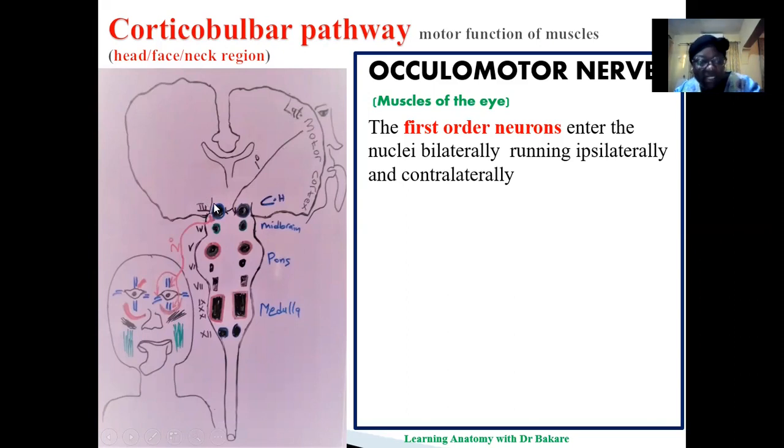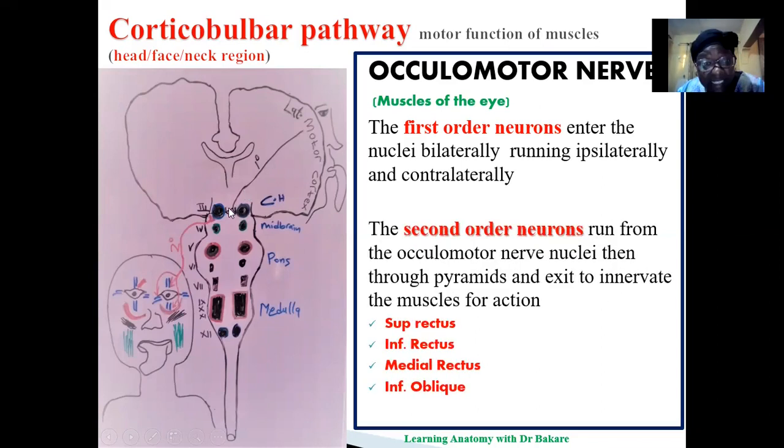As they come from the other side, they run a bilateral pattern, giving an ipsilateral connection and also a contralateral branch to the nuclei on the other side. And this is the first order neuron. This neuron will synapse in the oculomotor nuclei. When they synapse, the second order neuron takes it up from there and runs downwards around the eye region to supply the extraocular muscles. It is not the entire extraocular muscle group. They supply the superior rectus, the inferior rectus, the medial rectus, and also the inferior oblique. Those are the four muscles that they supply.